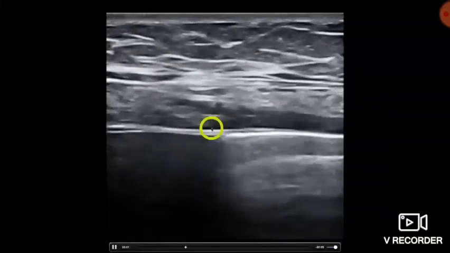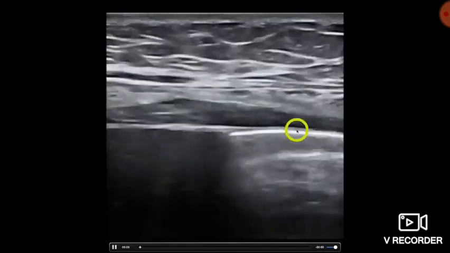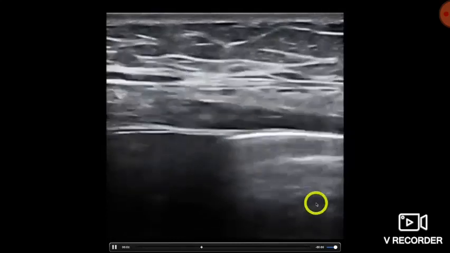Here's that same image zoomed in. We have a peritoneum here, normal peritoneal stripe. This is an enhanced peritoneal stripe here with this reverberation artifact underneath.